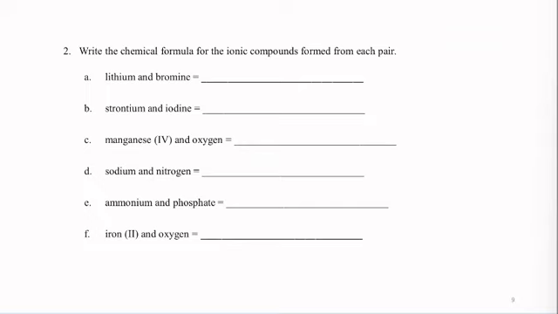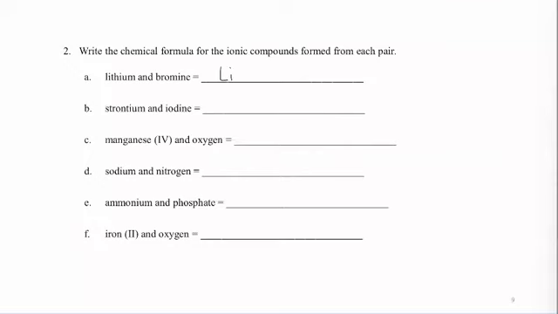The only group B elements for which I will not give you the Roman numerals are zinc, cadmium, and silver, because you need to memorize that zinc is always +2, cadmium is always +2, and silver is always +1. So let's go through these. I will do the first one with you guys, and then we're going to do the rest as a group. We have lithium and bromine.